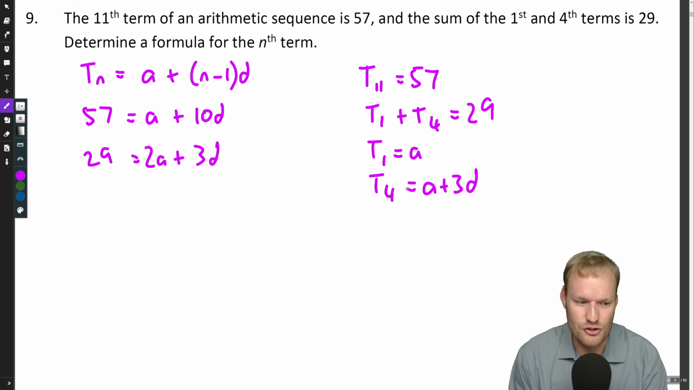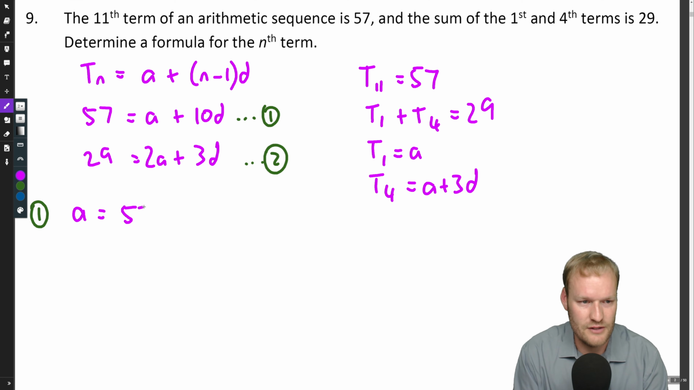Okay, two equations, two variables, hello, simultaneous equations. However you want to solve this, we did it a couple of ways in class. You might make a the subject of the formula. Let's call that equation 1, that equation 2. From equation 1, we can tell that a equals 57 minus 10d. Then we can call that 3, and sub 3 into 2, and I think we know the gist from here, right?